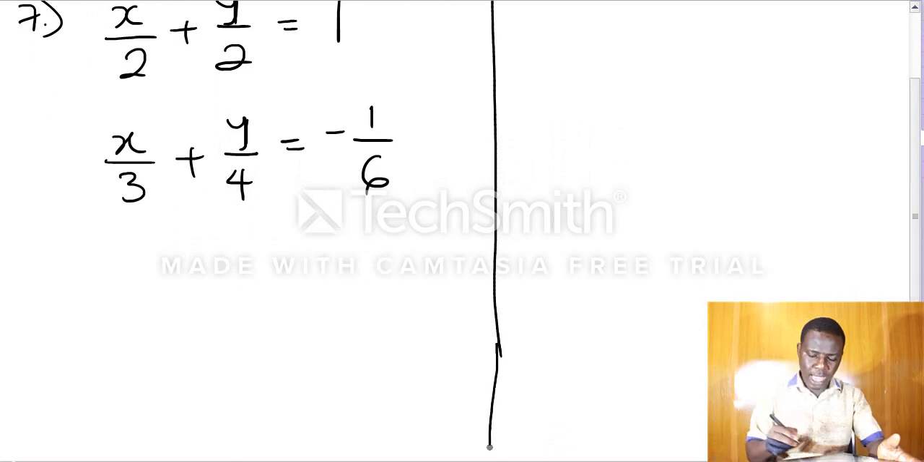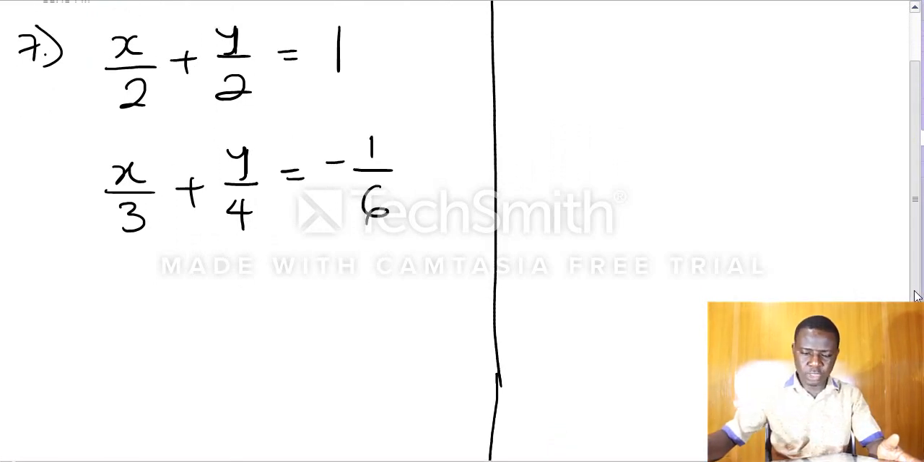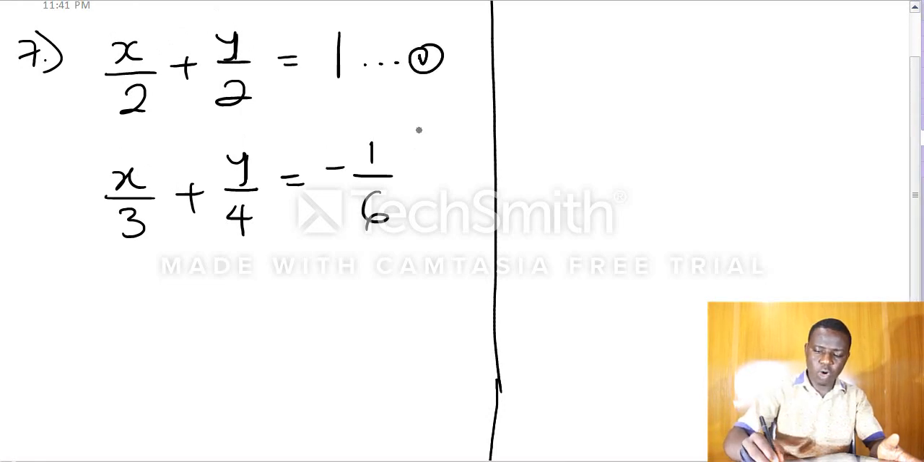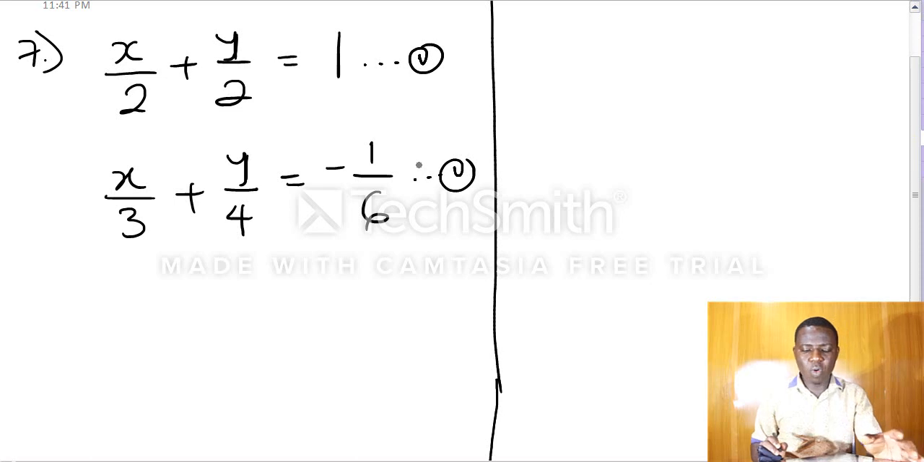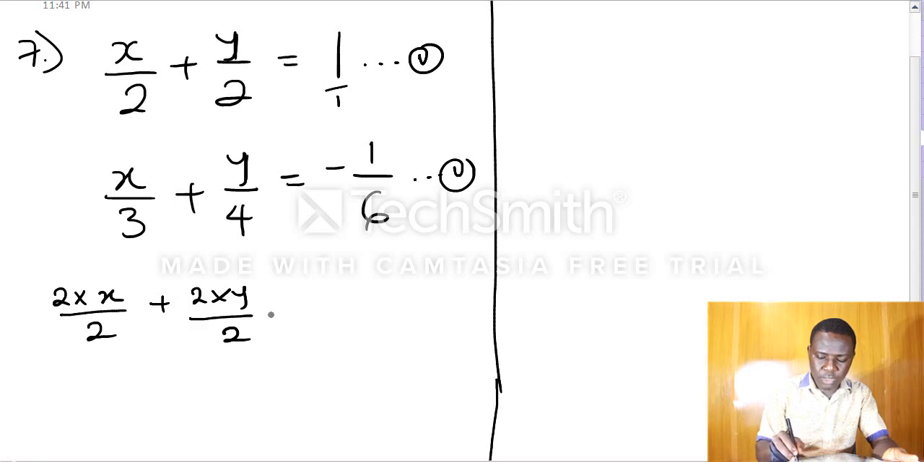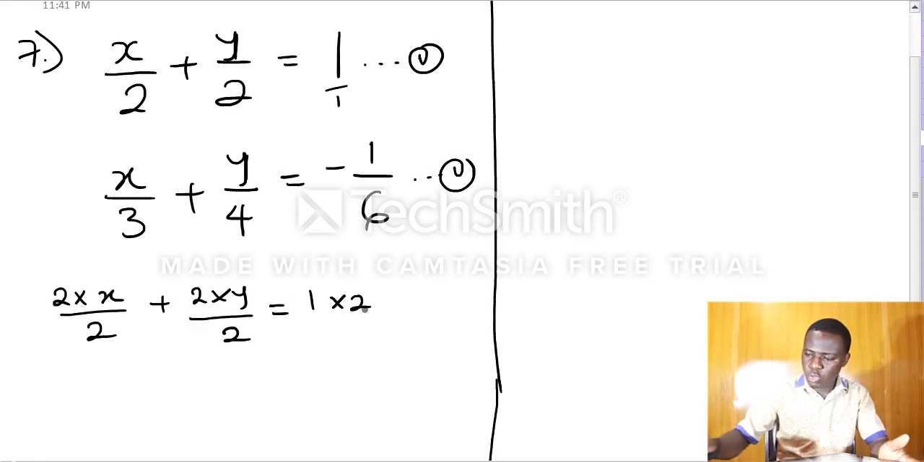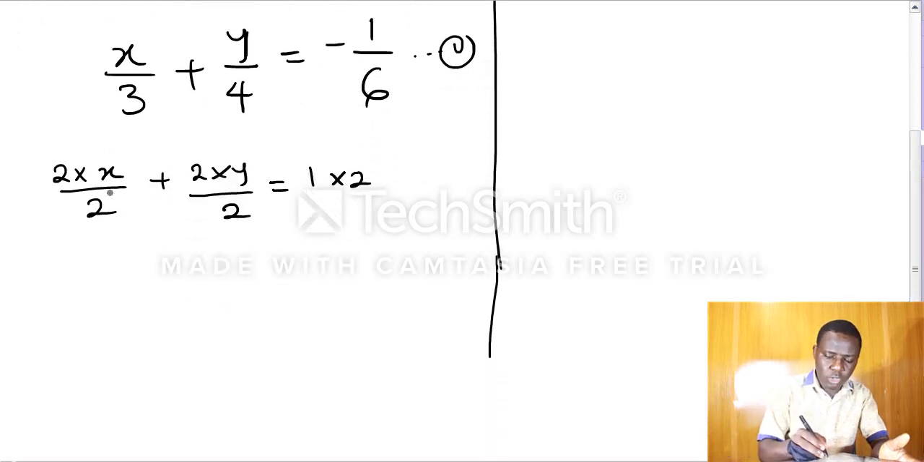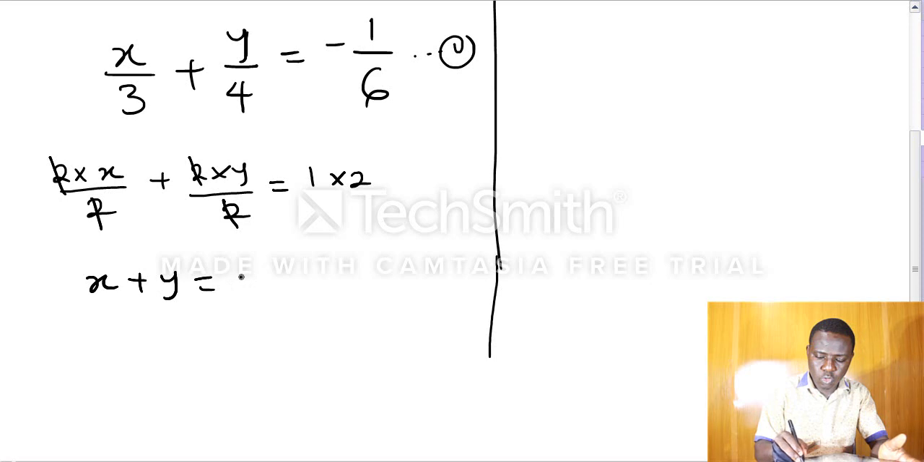Very simple. I'm going to clear the fractions in both equations to make the work simpler. So I'll clear the fraction in equation 1 by multiplying every term of equation 1 by the LCM of 2 and 1, which is 2. So this becomes 2 times x divided by 2 plus 2 times y divided by 2 is equal to 1 times 2, so that this becomes 2. This will cancel itself, so that this becomes x plus y is equal to 2.